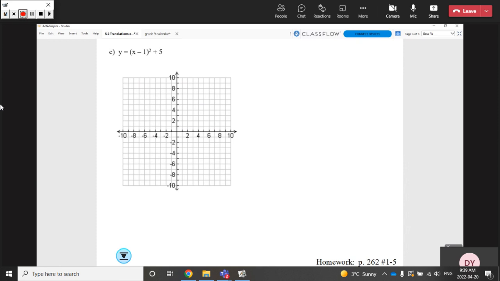Y equals x minus 1 squared plus 5. So really, what's our brand new vertex? Does anyone have any idea maybe? What is it? Yeah. Positive 1 because we went 1 unit to the right. I think H value was 1.